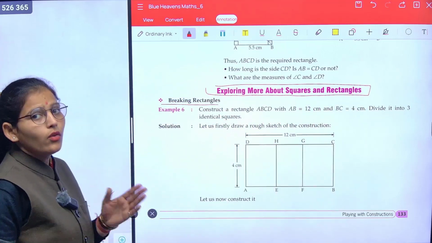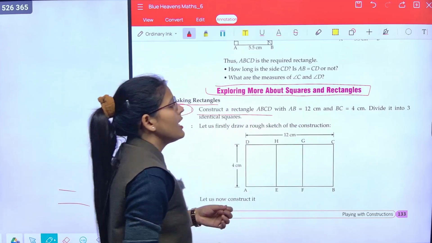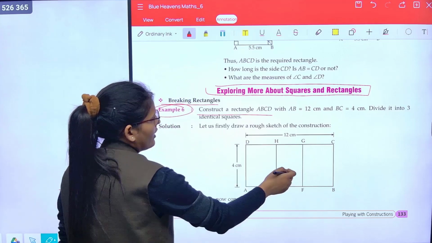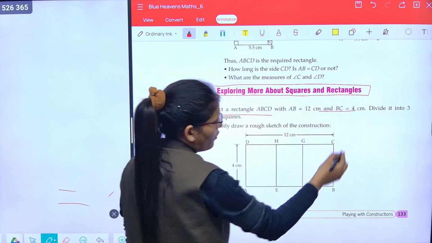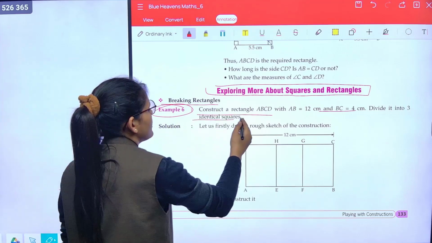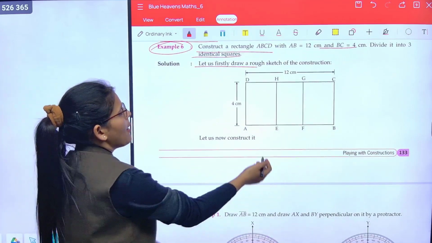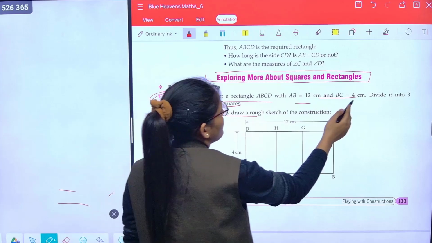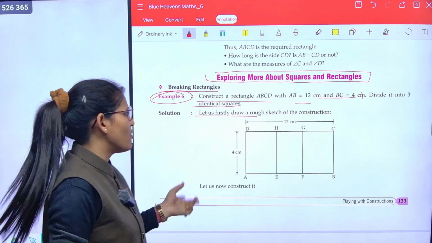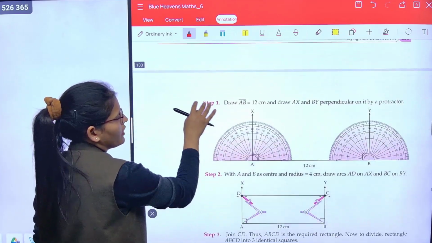Breaking rectangles. Now class breaking rectangles. Example number 6. Construct a rectangle ABCD with AB is equal to 12 and BC is equal to 4 centimeter. Divide it into 3 identical squares. Let us firstly draw a rough sketch of the construction. Now class हमें क्या करना है, AB को 12 सेंटीमीटर, BC 4 सेंटीमीटर. Now उसको divide करना है into 3 identical squares में. यह हमारा रफ स्केच ऑफ द कंस्ट्रक्शन.